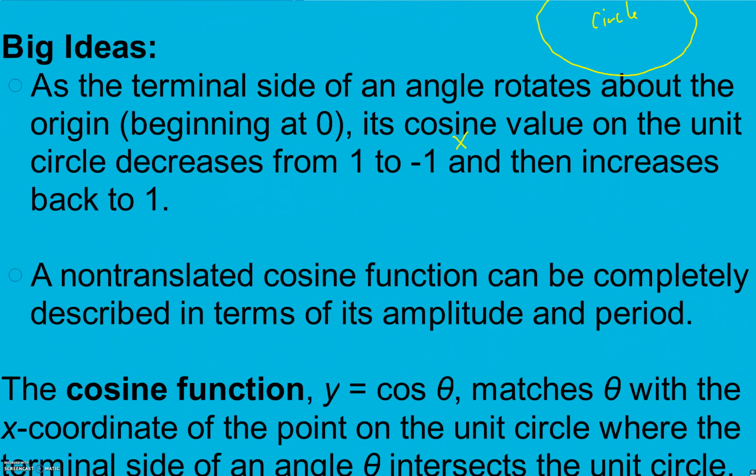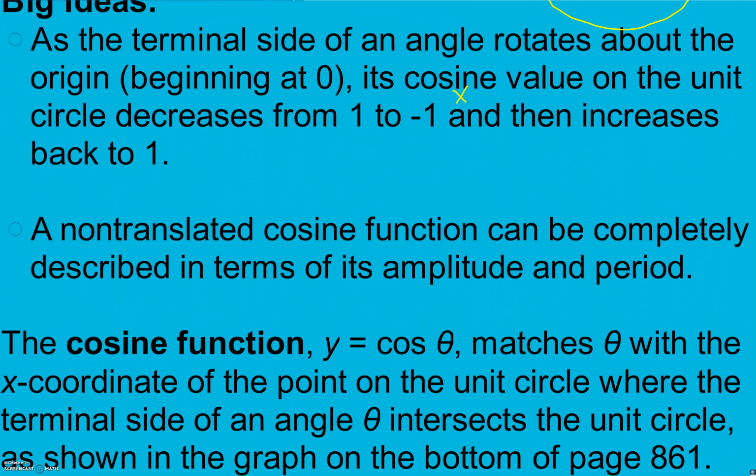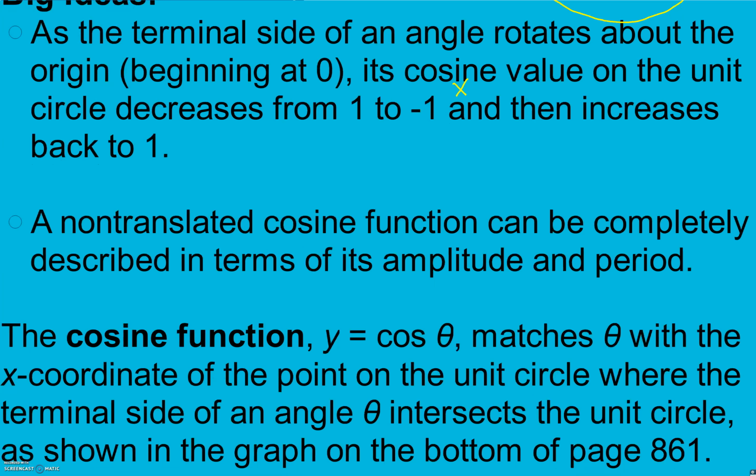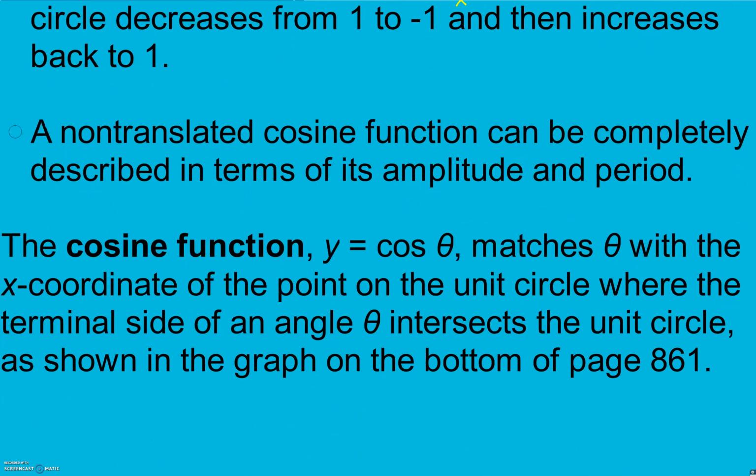A non-translated cosine function can be completely described in terms of its amplitude and period. The cosine function, y equals cosine of theta, matches theta with the x-coordinate of the point on the unit circle, where the terminal side of an angle theta intersects the unit circle, and that's shown in the graph on the bottom of page 861. So on 861 there, they have the graph of the cosine function.